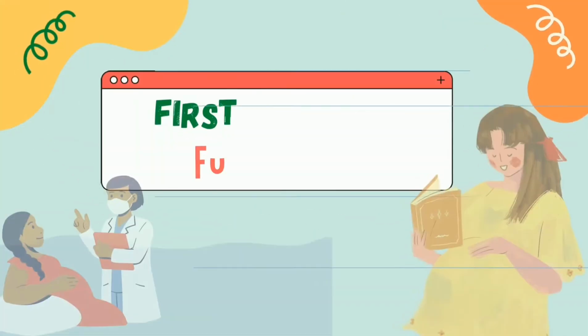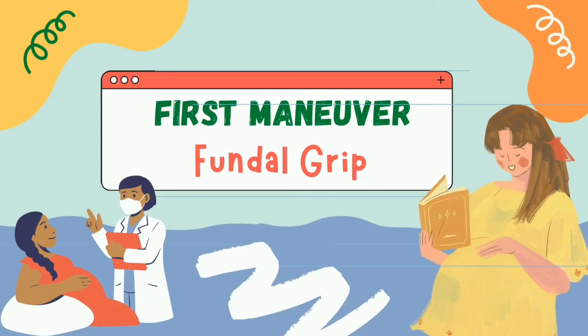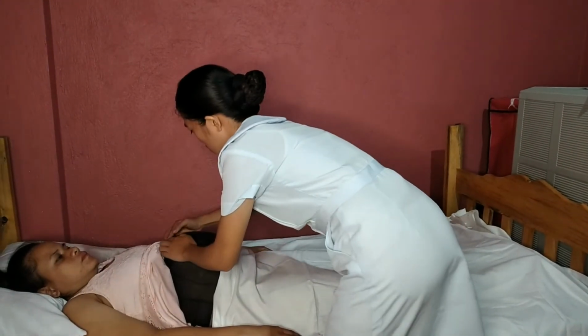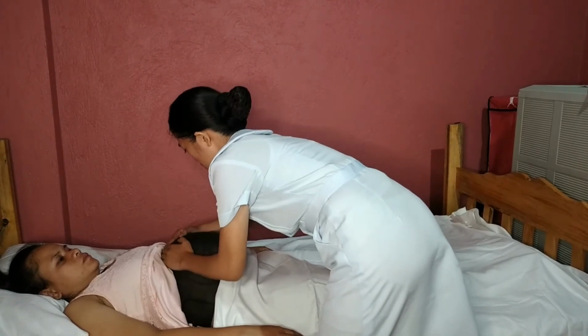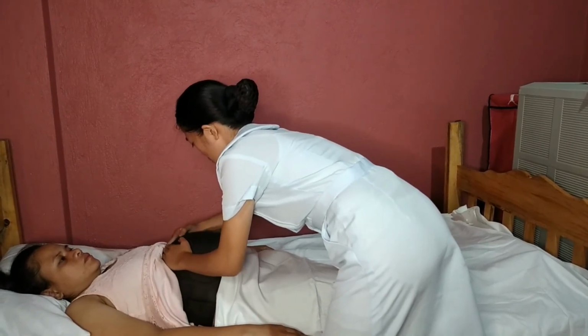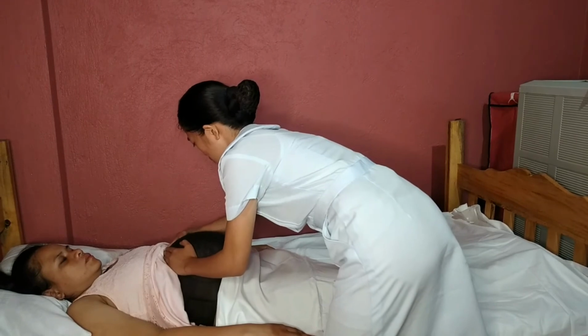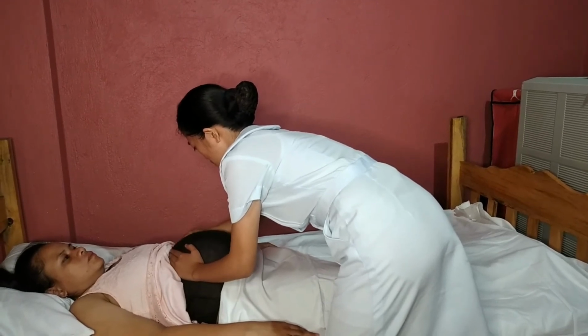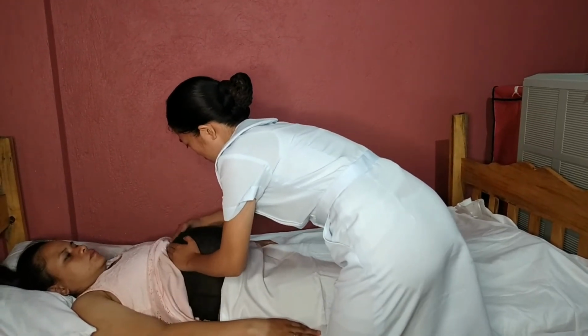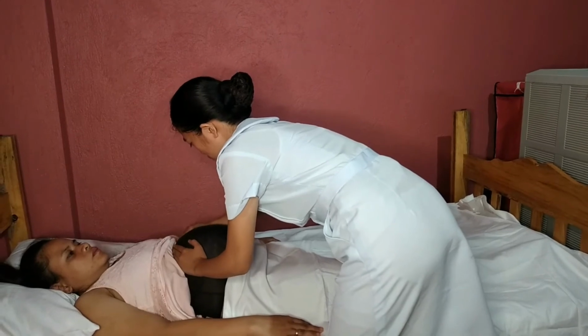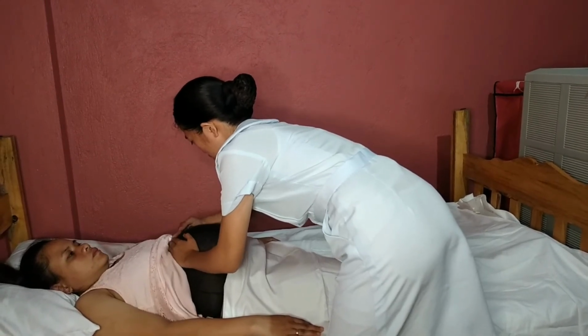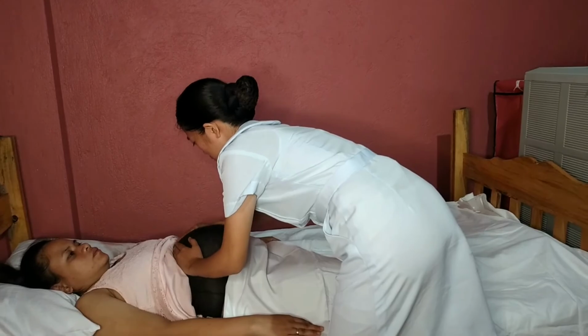Now, let's come to the first maneuver called the fundal grip. Face the mother, using both hands to palpate the upper abdomen, and feel for the fetal part lying in the fundus. The fetal head is more firm, hard, and round, and moves independently of the body. The breech is less well-defined and moves only in conjunction with the body.